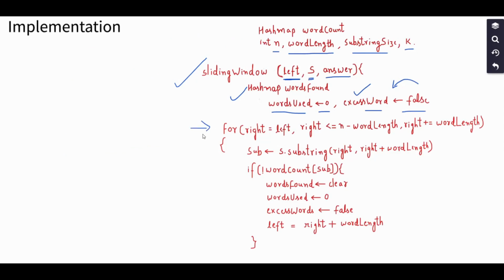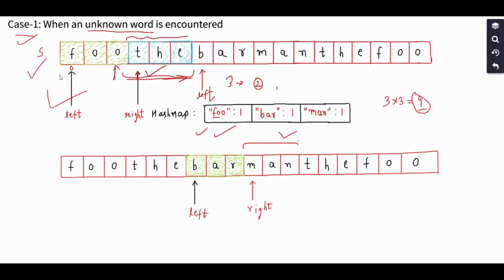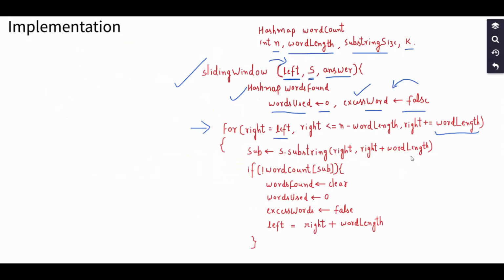Then I iterate over the string starting from the index I passed in this function, that is left, and I make jumps of word length. So here in this case the word length is 3, so I make jumps of size 3 and I move it till n minus word length, because let's say this is n, and the last valid substring would end with the word starting at index n minus word length. That's why I'm iterating for n minus word length times.